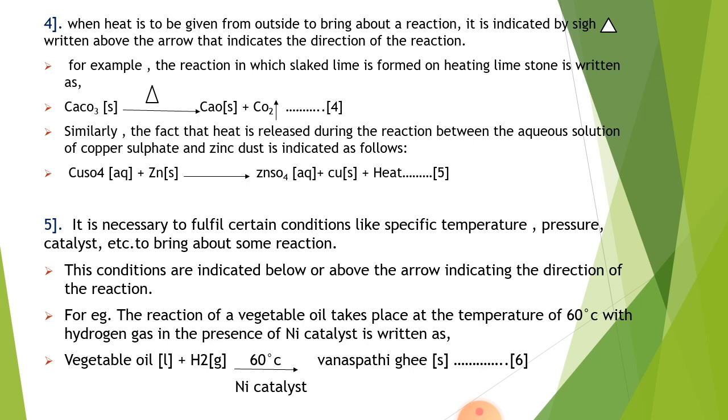and zinc dust is indicated when heat is released. Okay, so when heat is released, it gets added as plus heat. So CuSO4 in aqueous form plus Zn in solid form gives ZnSO4 aqueous plus Cu in solid form plus heat, because heat is released, so it gets added.